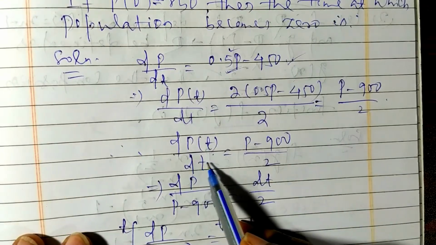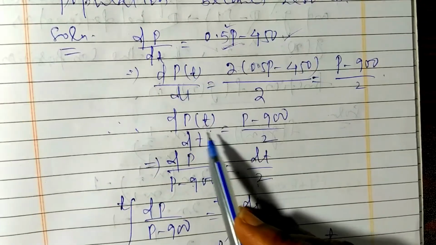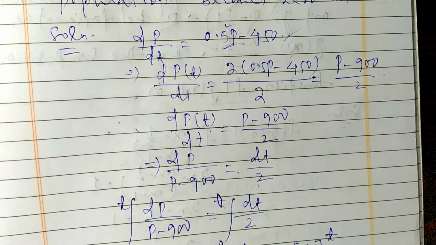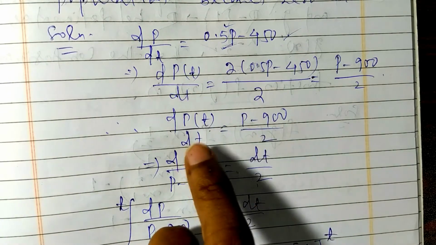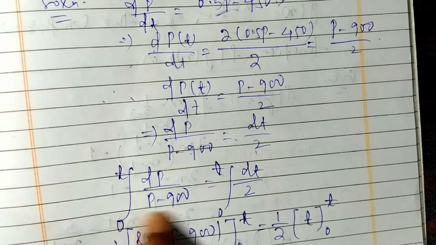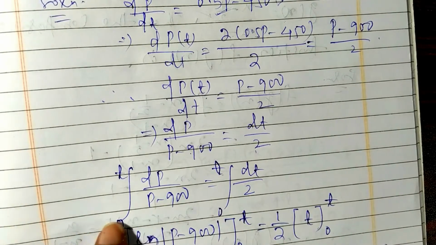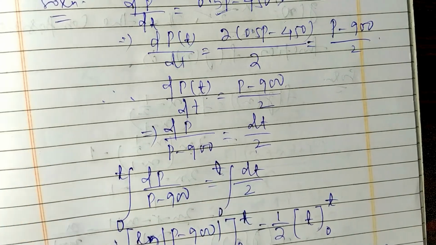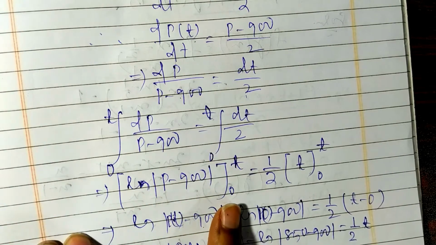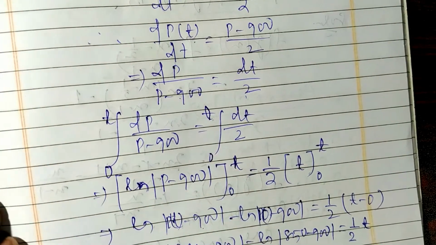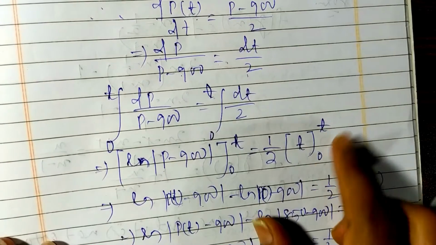By the variable separation method, dP/(P - 900) = dt/2, because the function is P, so the denominator becomes P - 900 and the right side becomes dt/2. Then integrating both sides, the limit is from 0 to t on both sides. That means the integral of dP/(P - 900) is ln|P - 900|, varying from 0 to t, equals half of the integral of dt, which is t, from 0 to t.